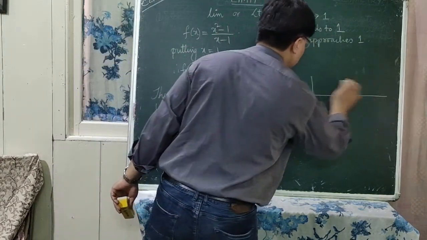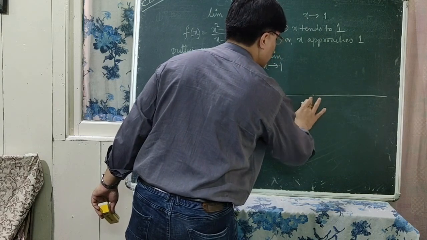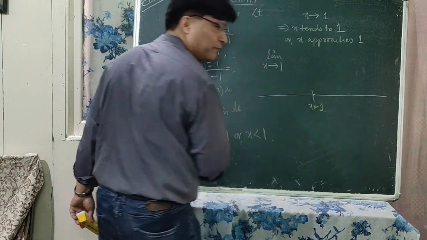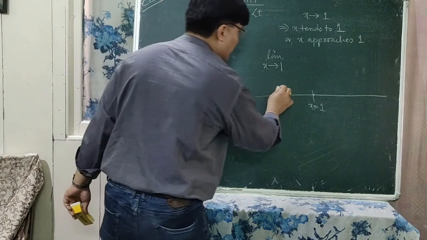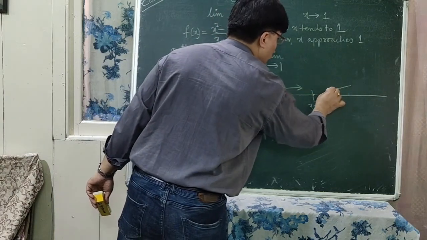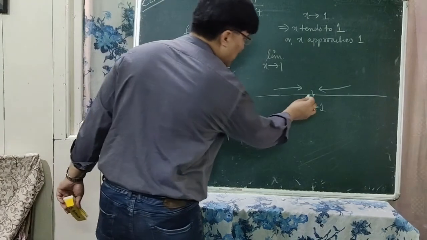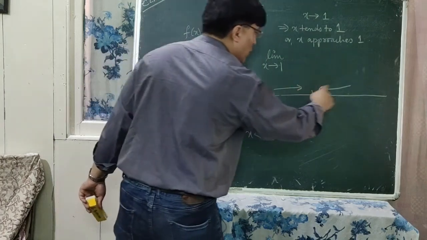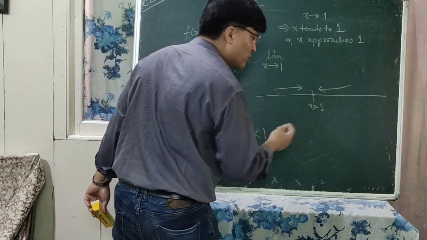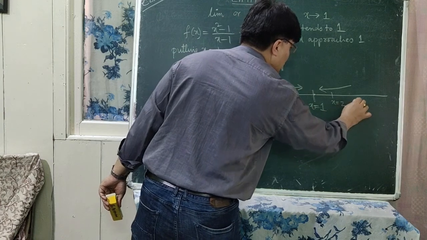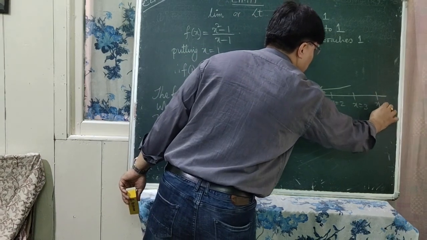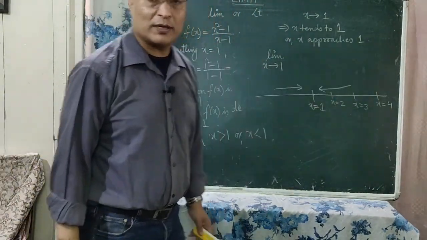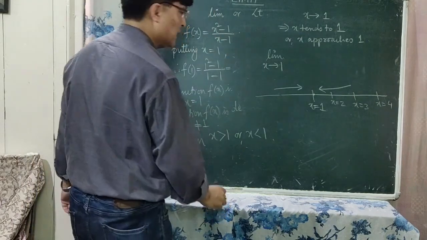Suppose this is a number line, and suppose this point is x exactly equal to 1. So x is approaching towards 1 from the left hand side or from the right hand side. This is your left hand side and this is your right hand side. On the right hand side all the values of x are greater than 1, that is x is equal to 2, 3, 4, and so on. There are infinite number of values of x greater than 1, isn't it? It goes up to plus infinity, right?